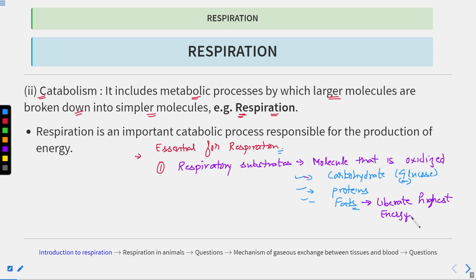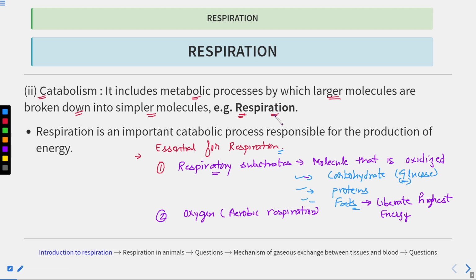This is clear. So the respiratory substrate is required for respiration. And if we talk about aerobic respiration, oxygen is also required. Aerobic respiration takes place in the presence of oxygen. When respiration takes place in the absence of oxygen, it is known as anaerobic respiration. We'll talk about this in the upcoming slides.